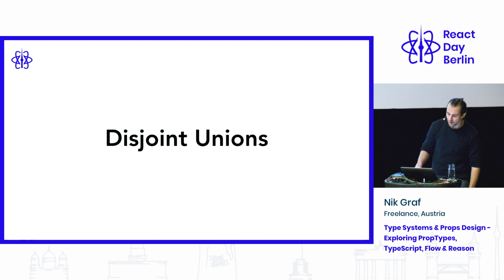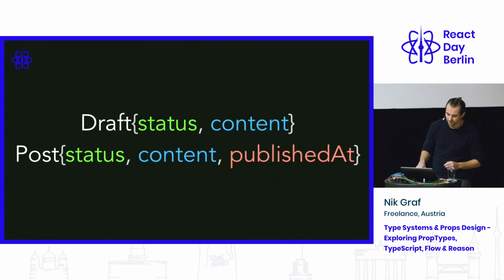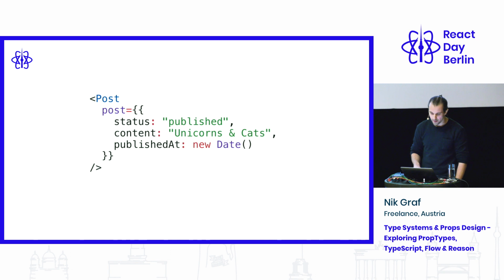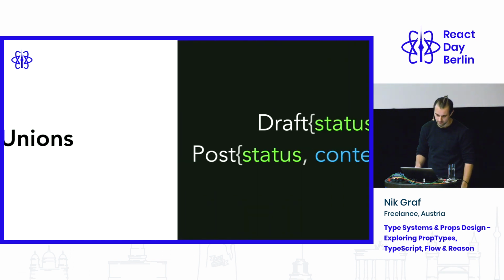Cool. One thing to note, in Flow it's called disjoint union. So discriminated unions in TypeScript is the same thing as disjoint unions in Flow. If you ask me why, I don't know. But in the end, you have the same structure. Just use it and be happy with it.